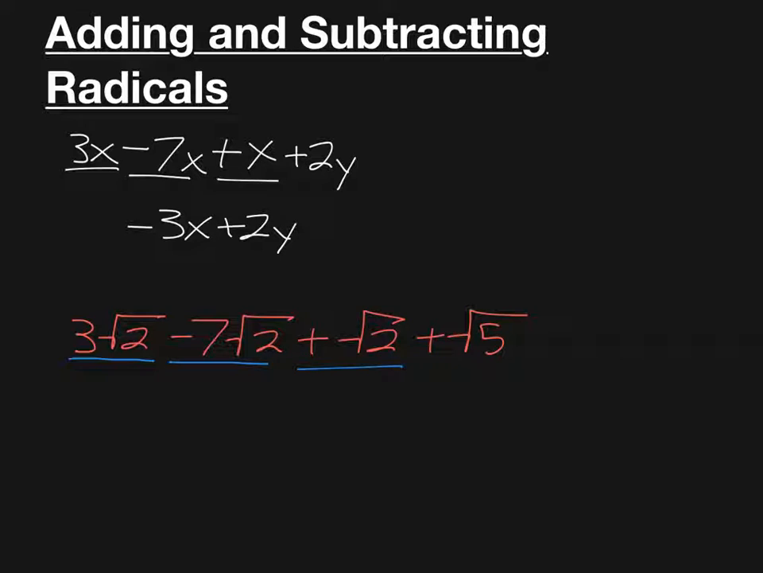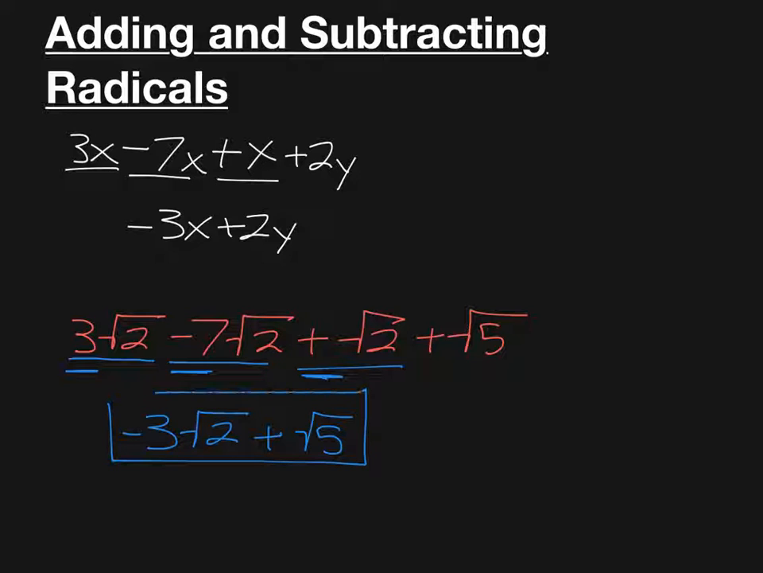When I combine these radical terms, the radical doesn't change. The only thing that changes is the coefficient. So I'm going to add 3 and negative 7 and positive 1. 3 plus negative 7 gives me negative 4, plus 1 is negative 3. Root 2, that part doesn't change, plus root 5. The root 5 stays separate because it doesn't have the same radical. So this is the most simplified version of that problem.